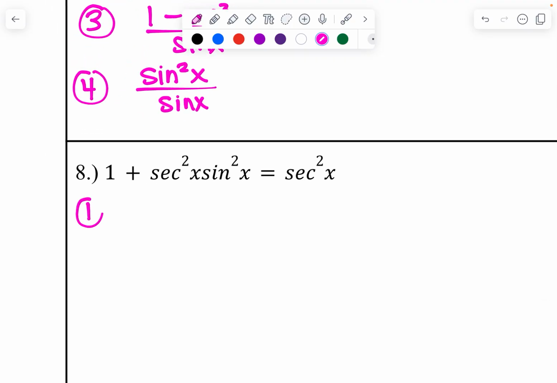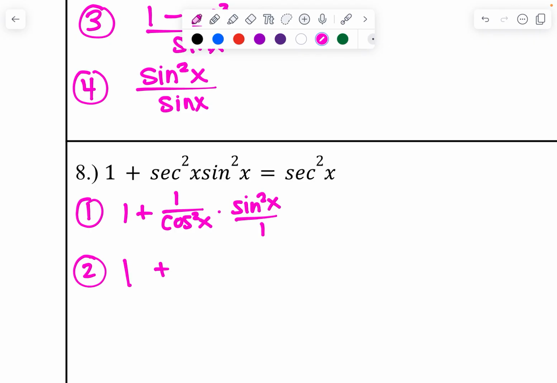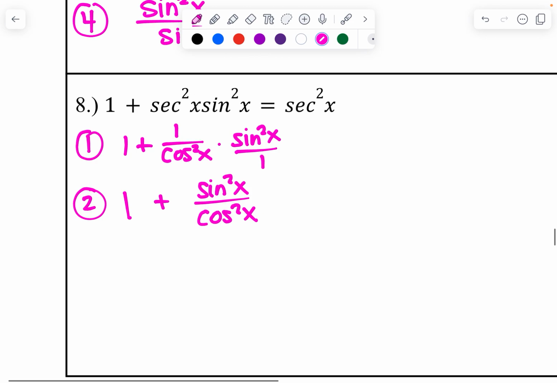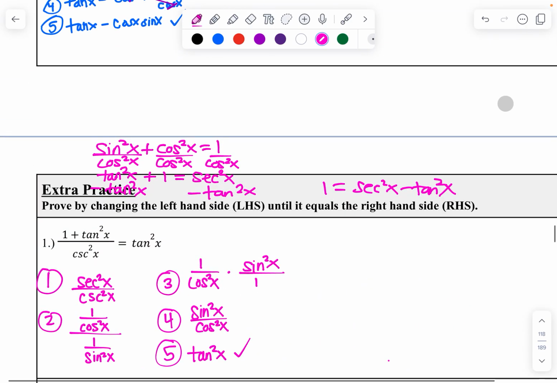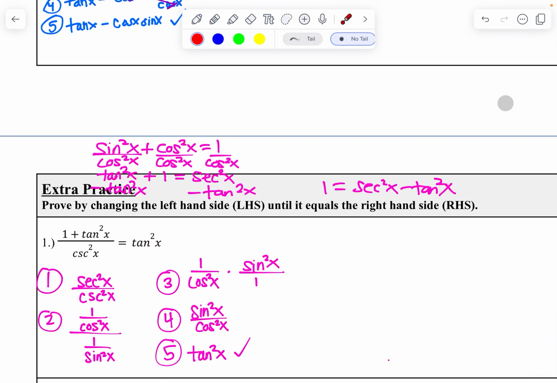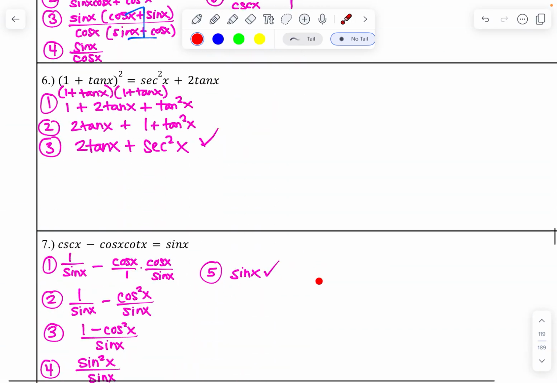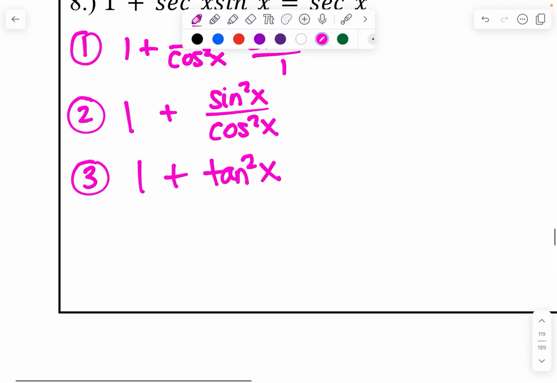All right, number 8. Again, let's try writing these in terms of sines and cosines. So remember, secant is 1 over the cosine squared of x, and then we've got sine squared of x. And so if we multiply those, we've got sine squared of x over cosine squared of x, which is the tangent squared. And again, we figure this out. Those Pythagorean identities are so important. Tangent squared of x plus 1 equals secant squared of x. So this just equals secant squared of x.